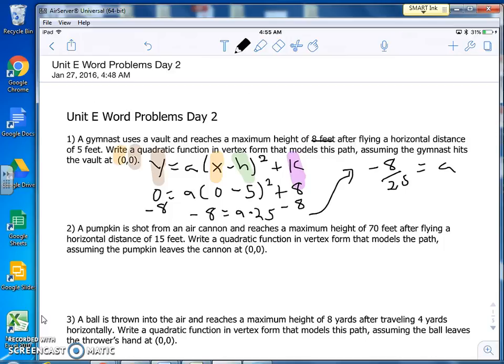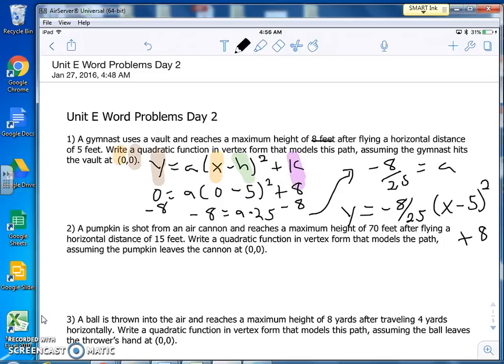And we are ready to write our equation. Y equals, in place of a, we put negative 8 over 25. X minus, in place of h, we're going to put that 5 squared. By my edge, aren't I? And if I could continue, I would write plus 8 for the k. Y equals negative 8 over 25 times the quantity x minus 5, quantity squared, plus 8.